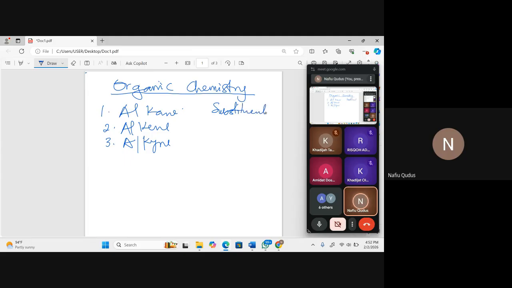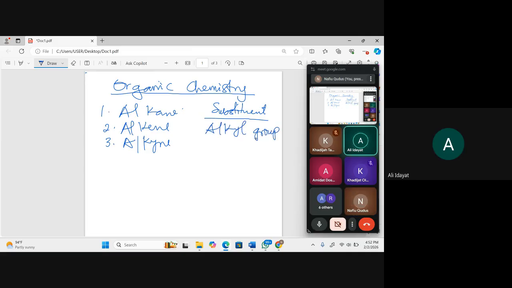The substituent is called an alkyl group. So when we say a substituent, what does it mean? Substituents are chemical species with unpaired electrons. You can put it down. They are chemical species with unpaired electrons.